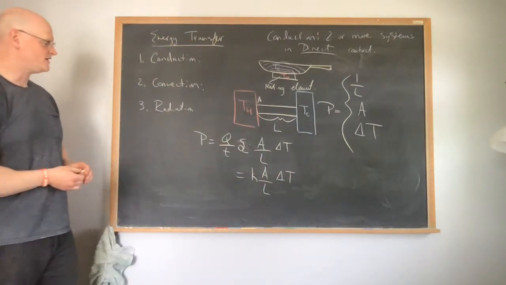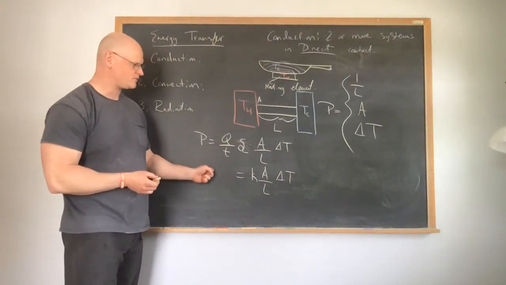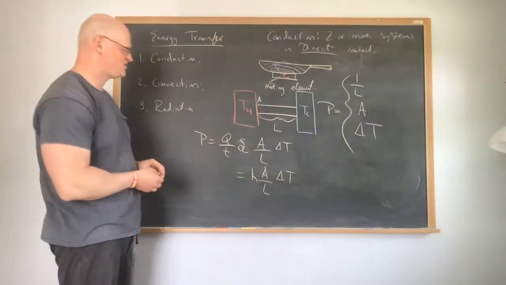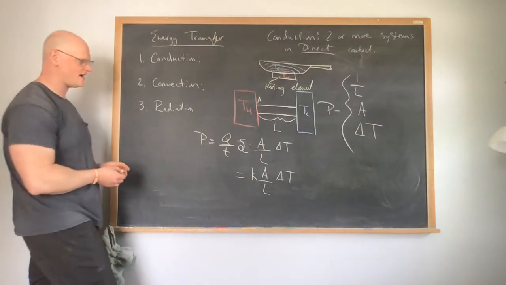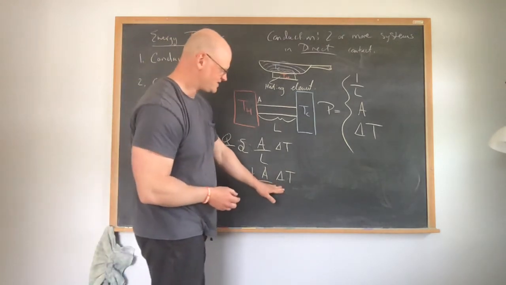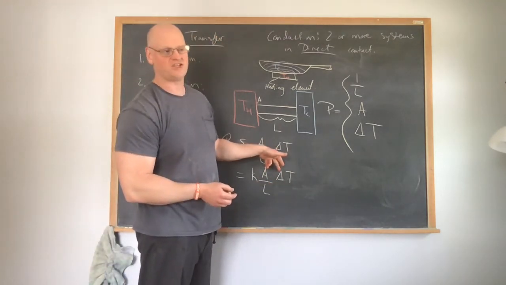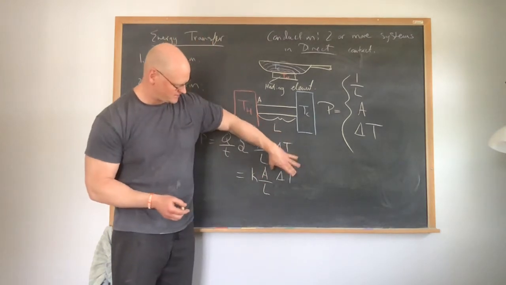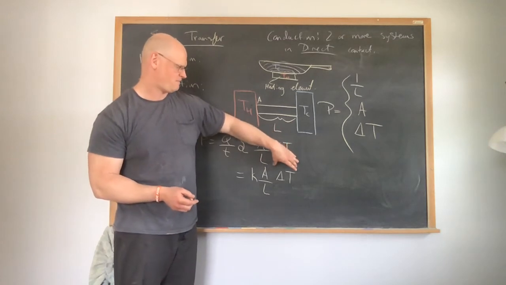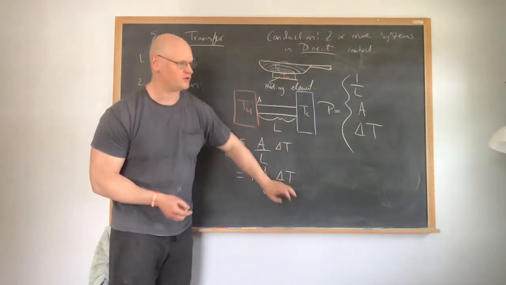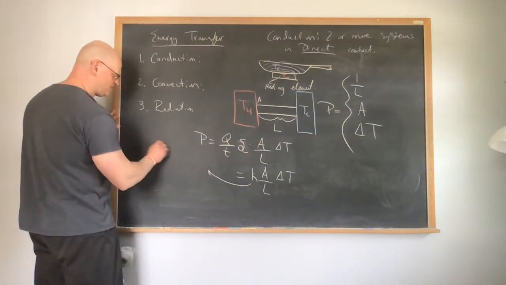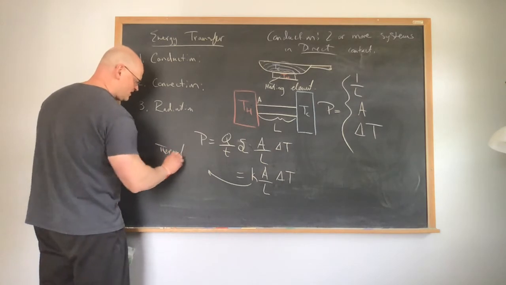So this is the rate at which energy is carried through in conduction, which is two or more things in direct contact with each other. Again, A here is the cross-sectional area, L is the length, and delta T is the change in temperature. Sometimes you'll see this written as delta T divided by L, which is what's known as the gradient, the temperature difference per unit length. And k here is what's known as the thermal conductivity.